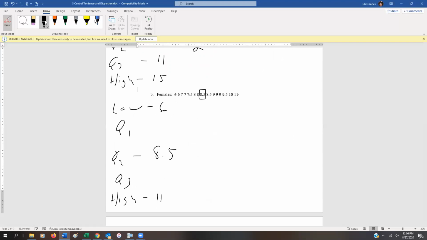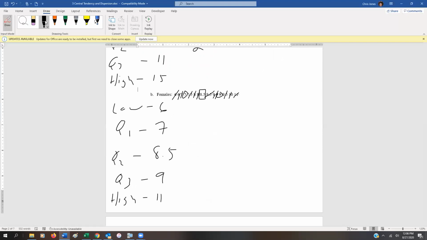All right. So for Q1, we're going to cross the ends out again. And eventually we just end up with 7. And then we go over here and do it. And we end up with this 9. All right, so hopefully that makes sense as to how to go through and find the 5-number summary.